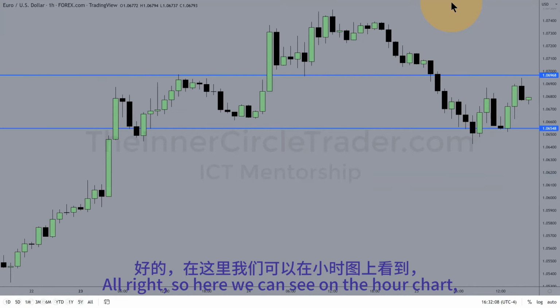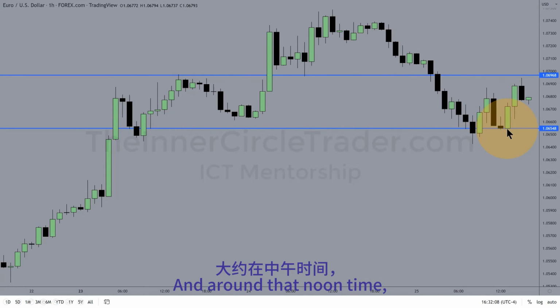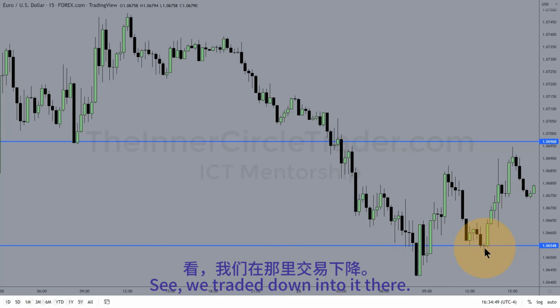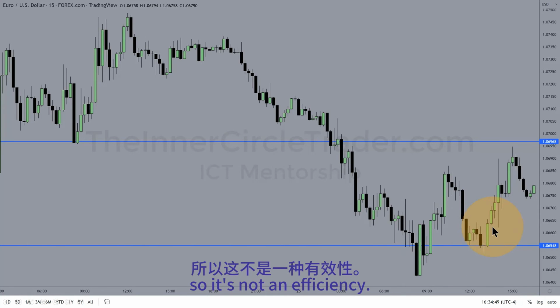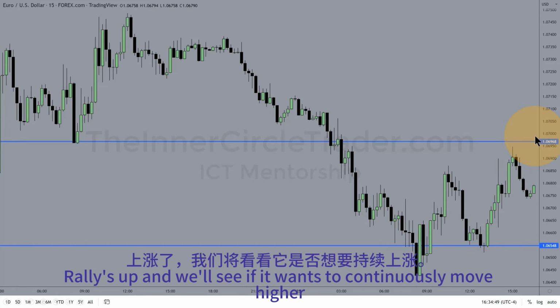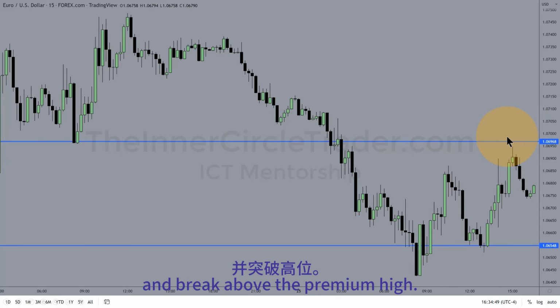All right, so here we can see on the hourly chart, we trade down into that lower level, discount low. And around that noon time, this offers what? A buying opportunity with that dollar index short. So that's it here. See, we trade down into it there. Small little buy side imbalance, sell side inefficiency. Order block, we trade into it there, rallies up, and we'll see if it wants to continuously move higher and break above the premium high.